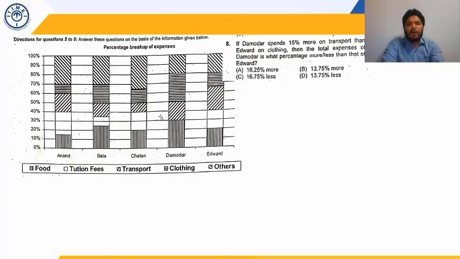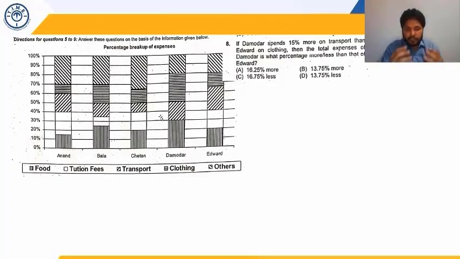Okay. So how much did Damodar spend on transport? Now this is Damodar. Damodar is the fourth person. Okay. Now this is very critical. So what we will do, we will just look into the line that food, tuition fees, transport is going to be the third one, and we will say that Damodar is going to spend 50 to 80, that is 30% on transport. But it is wrong. Why is it wrong?